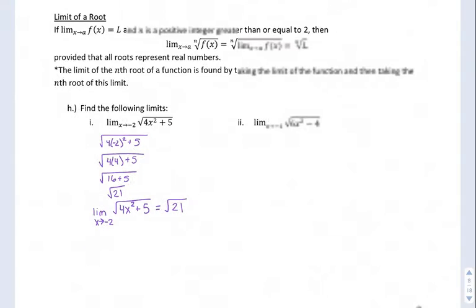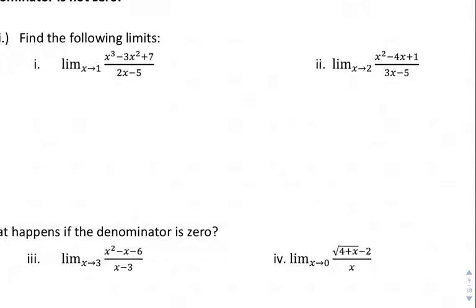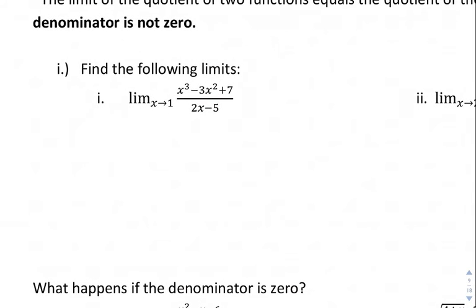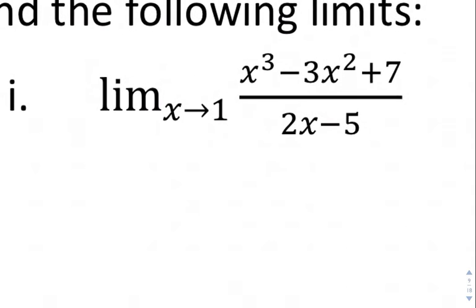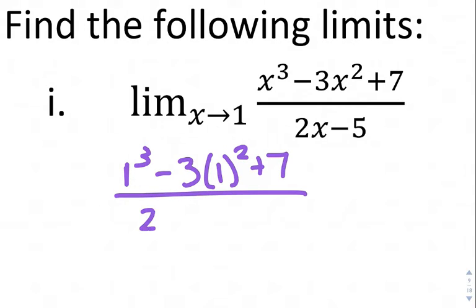The last one is a little bit different. So limit of a quotient has a couple different ways to do it. So the first way is you can plug in your x value, and if the denominator is not 0, that means you can continue to do it. So the first two cases are when the denominator is not equal to 0, meaning when I plug in 1 for every x value, on the bottom I will not get a 0.